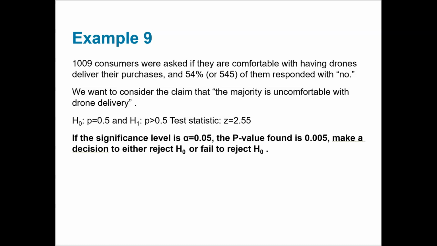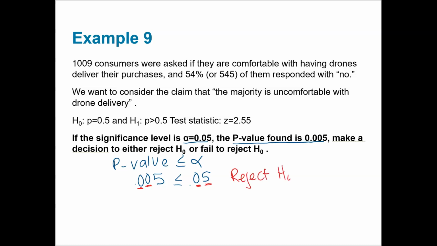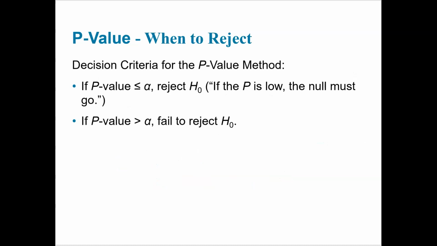So we've got the same information here. The significance level is 0.05. The p-value found in that calculator was this. Make a decision to either reject the null hypothesis or fail to reject. So we want to know, is the p-value less than or equal to the alpha? Is 0.005 less than or equal to 0.05? If you have difficulty with this, start by looking at the first digit. They're both 0. And then the second digit, 0, is less than or equal to 5. So we would reject the null hypothesis based on that criteria. Again, if it's less than or equal to alpha, we reject.